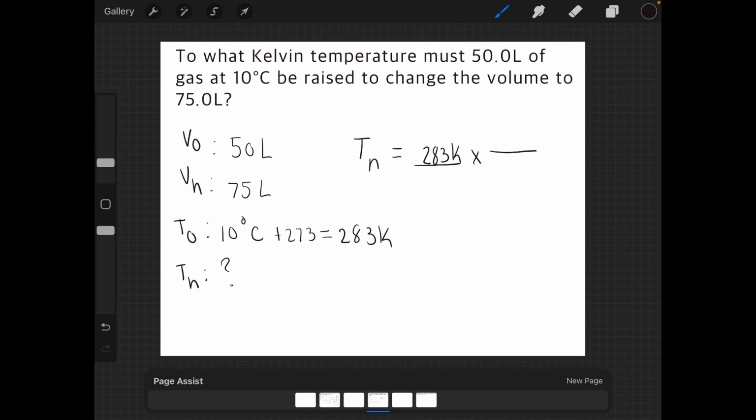By looking at my old and new volume, I am able to see that there was an increase, which means my temperature will increase as well. Because I have a direct relationship, I'm going to put my new volume of 75 liters on the top and my old volume of 50 liters on the bottom. Now, all I have to do is put this into my calculator, which gets me an answer of 424.5 Kelvin.